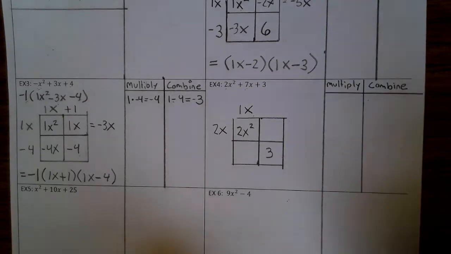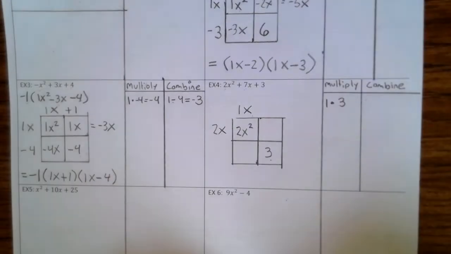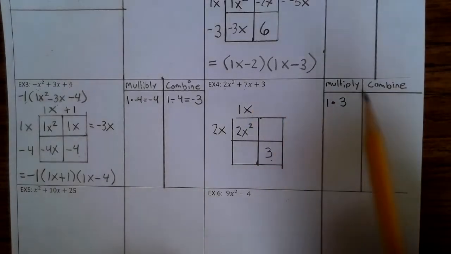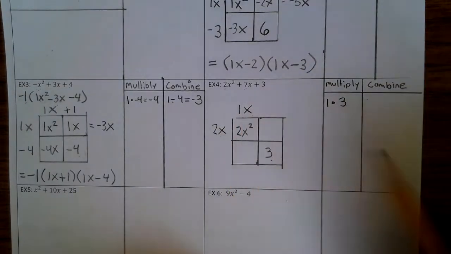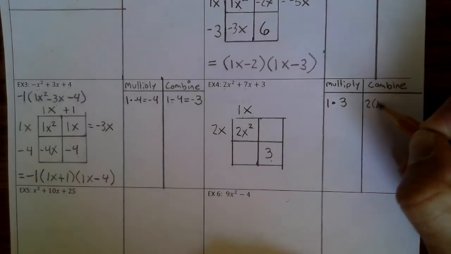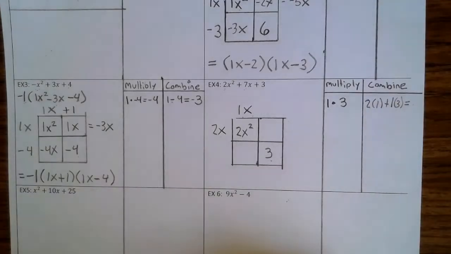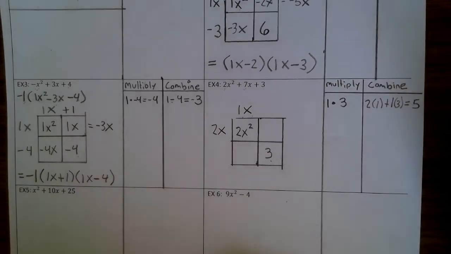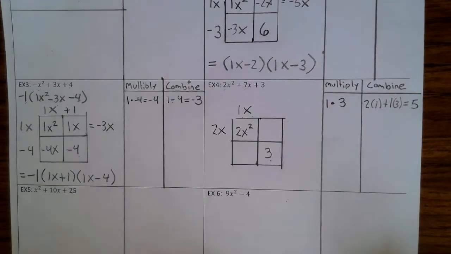Okay, so now we have to figure out all the combinations to make positive 3. Well, let's start with 1 times 3. I always start with 1, then I go to 2, then I go to 3. You just go in order because you find all the combinations quickly. Now, this one's a little complicated in that you have to multiply the first number by 2 and the second number by 1. So when you combine, that's 2 times 1 plus 1 times 3, which is 2 plus 3 is 5. Okay. We don't have 7, so we need to try another combination.